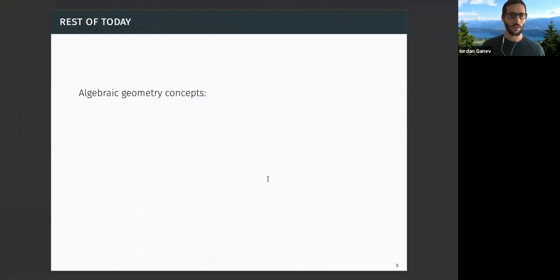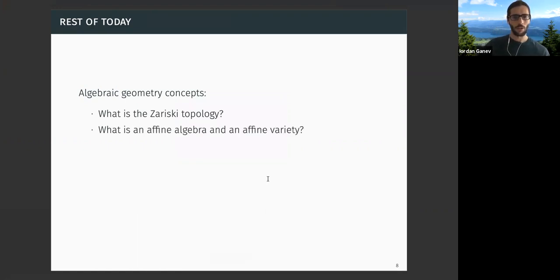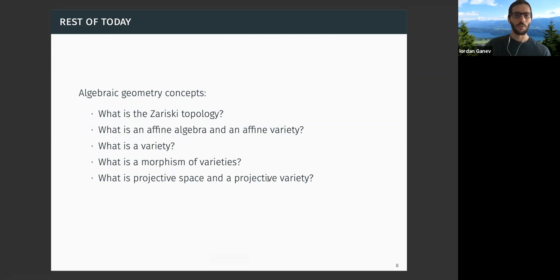So for the rest of today, I want to talk about some algebraic geometry. At the end of today, everybody should have some sort of understanding of what the Zariski topology is, if you don't know already. What's an affine algebra and an affine variety? What's a variety, a general variety, not just affine? What's a morphism between varieties? What's projective space and what's a projective variety? So, yeah. All right, so let's move on to that.